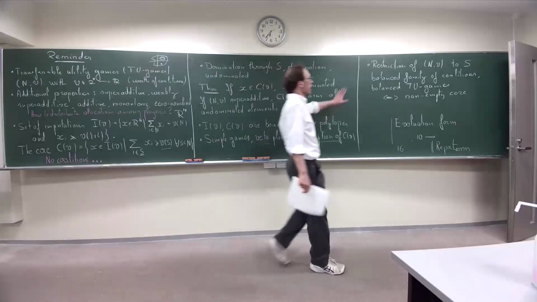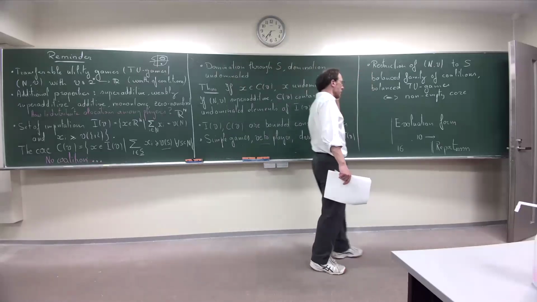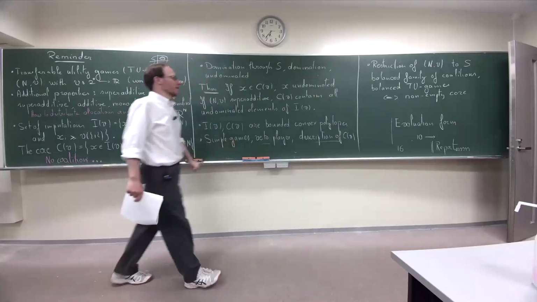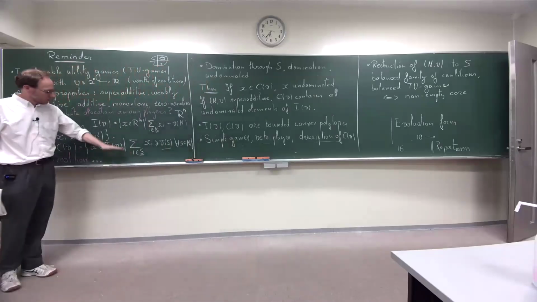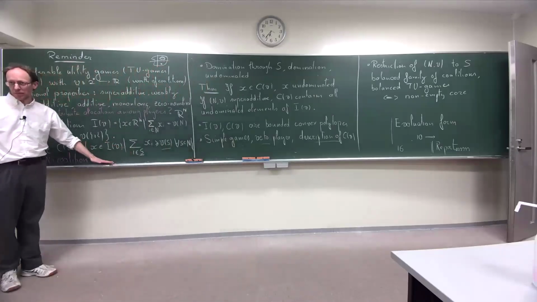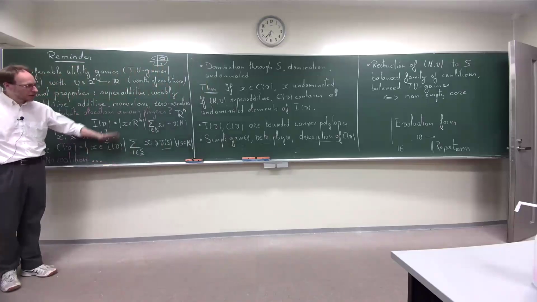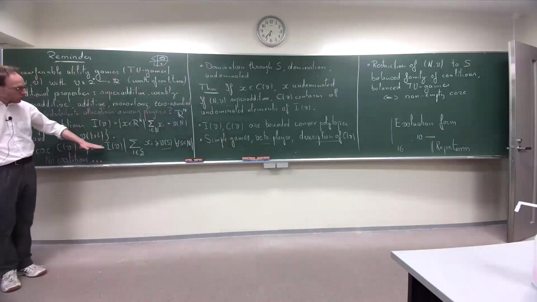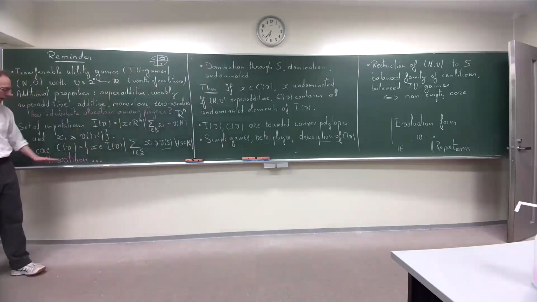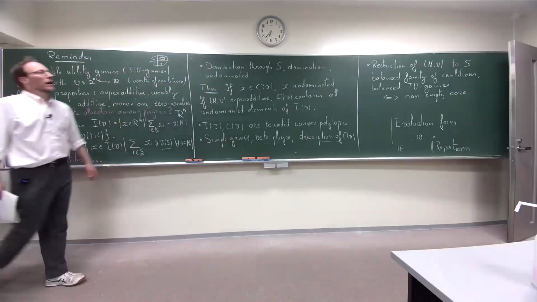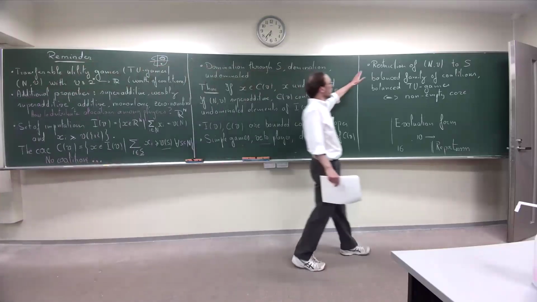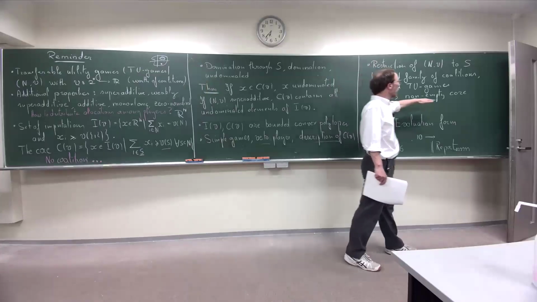And the last thing I introduced, it's just a little bit more advanced, but as I said, sometimes the core is empty. So if the core is empty, it means there is no point that all coalitions would accept. And I gave an if and only if condition for a non-empty core.